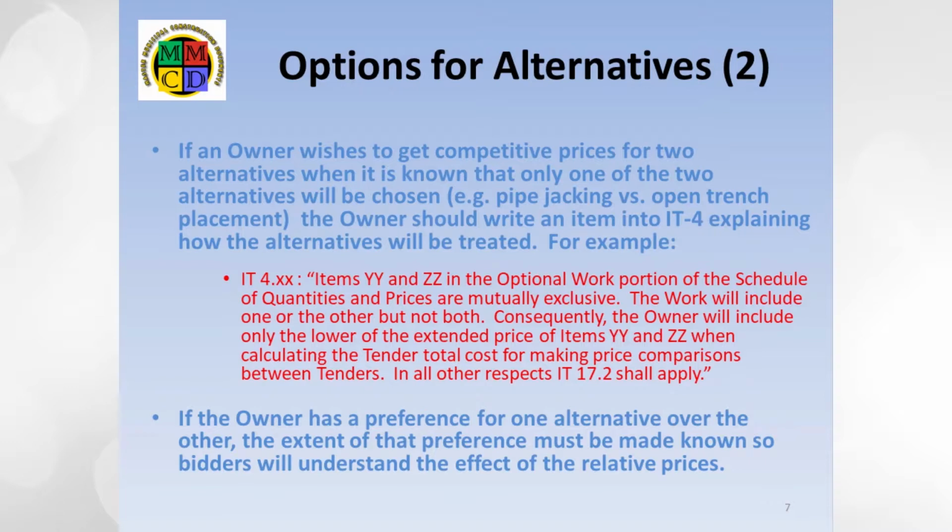Be cautious, however. If the owner has a preference, it must be stated in the instructions. There is case law requiring this disclosure. For instance, instead of saying the lower in the above example, the owner might say, will include the price for item ZZ if it is not more than 10% above the price of item YY, or whatever variant of this reflects the owner's preference and plan of evaluation.